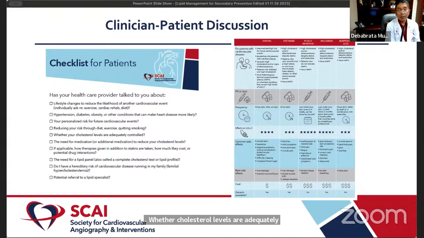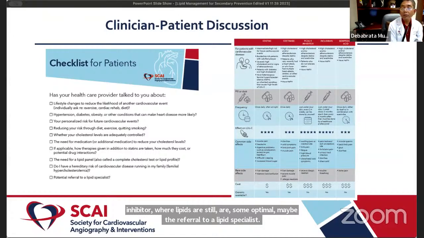And Dr. Latif mentioned the optimal LDL level today is 55, not necessarily 70 for high risk, very high risk patients. The need for medications, and if applicable, how therapy is given in addition to statin, how much they cost, their potential drug interaction, need for lipid panel, and only about a third of our patients get repeat lipid panel. Do they have a hereditary risk of hypercholesterolemia, either homozygous or heterozygous? Certainly homozygous statins are not going to work, and you need PCSK9 inhibitors. And for that very difficult patient where you have tried everything, including statin, ezetimibe, PCSK9 inhibitor, their lipids are still suboptimal, maybe referral to a lipid specialist.